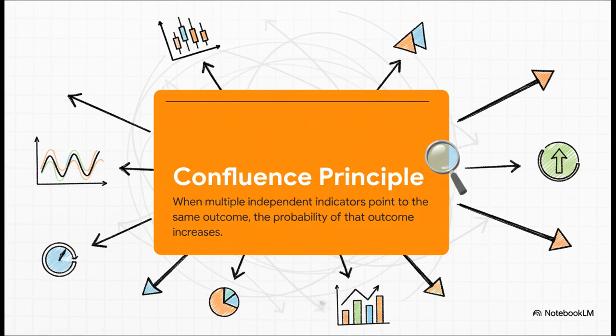Think about it like a court case, right? If one witness tells a story, that's interesting. But what if you have three separate, totally independent witnesses who don't even know each other, and they all come in and tell the exact same story? Now that is a powerful case. And that, my friends, is exactly what confluence is in trading. It's just different types of evidence all pointing to the same conclusion.